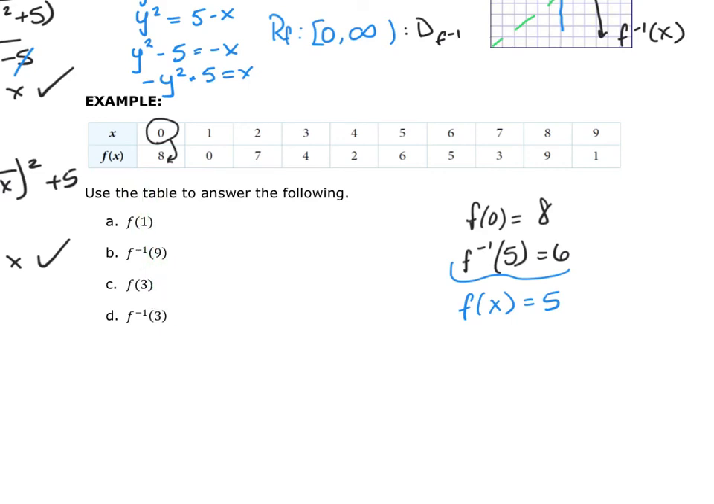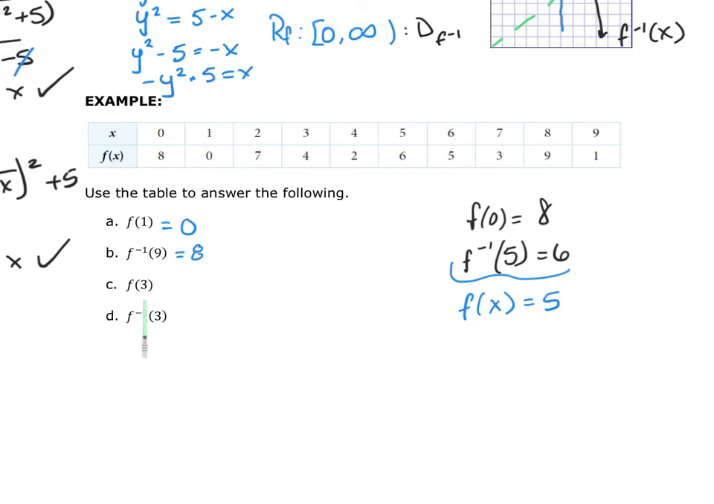So I'm going to give you a couple of minutes to go ahead and do these by looking at the chart. Confirm some answers. So if I am asked to find f of 1, I'm going to go here on my x's and I find 1. My output is 0. So my answer to the first one is 0. If I'm asked to find f inverse of 9, I'm going to go across this row, find the 9, and 8 was the value that produced 9. So this is equal to 8.